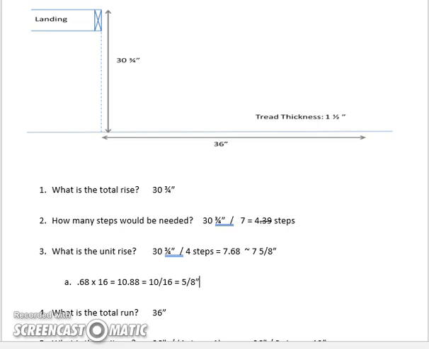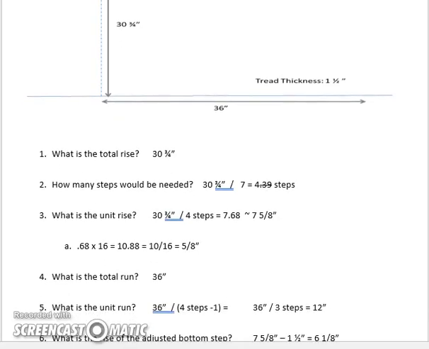Alright, so now we have our total rise, the number of steps, and our unit rise. Now we make it to our unit run. The total run, when it asks for the total run, all we have to do is look at our picture up here again, and we got 36 inches. Yet again, if that's in feet and inches, just convert it all to inches.